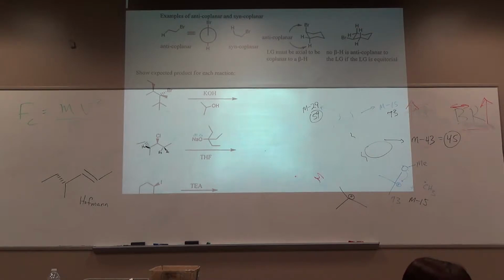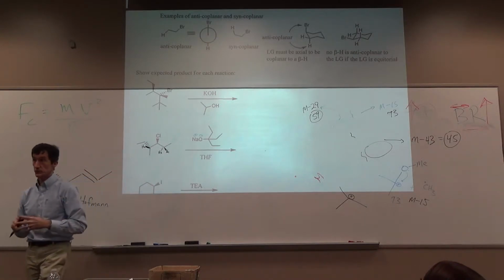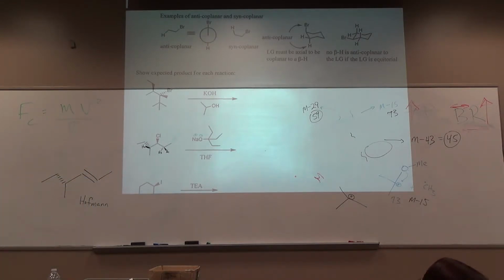Okay, here's the take home. Whenever there's two beta hydrogens on the carbon that are identical, they can both be anticoplanar through rotation. And since both can be, how are we going to decide which product we're going to get? The most stable one becomes the major, because it has a choice. Once you have a choice, then something else has got to decide for you, and it's the most stable.